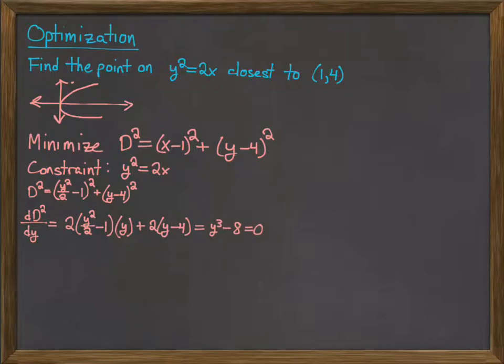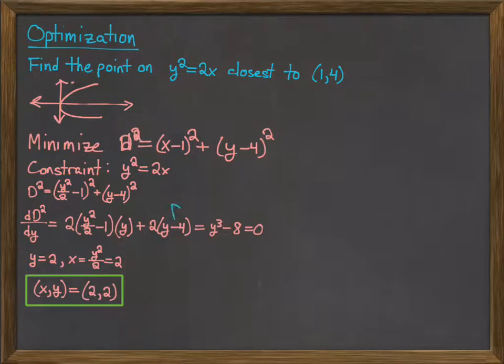Simplify a little bit, we get y cubed minus 8 is 0, so solving that, y is equal to 2. This problem's asking us for the point, so we find the x value there by just plugging it into the constraint equation and get 2. So the point (x, y) that we're looking for is (2, 2). There are a lot of examples of optimization problems, so if you're not very comfortable with these, I'd recommend taking a look at those some more.